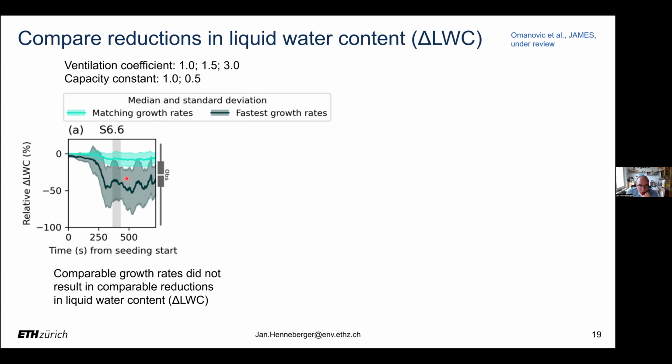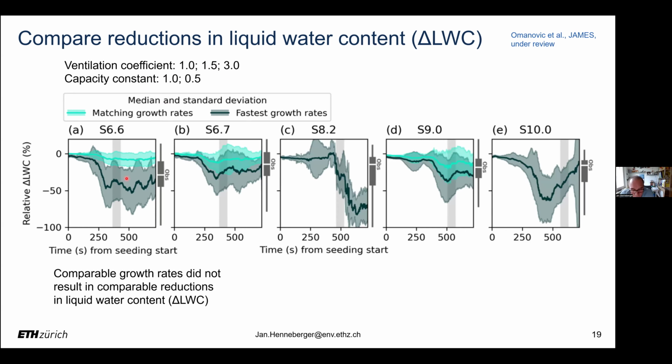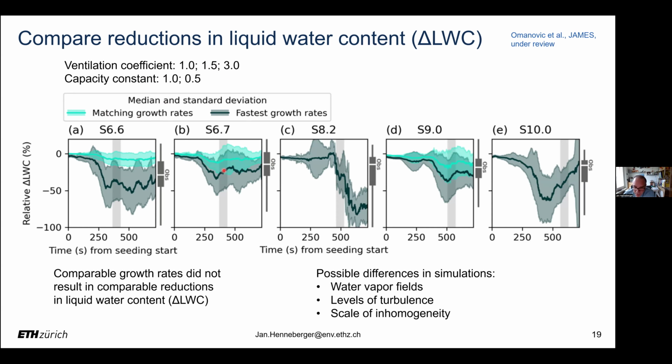The conclusion, which is not as clear in the other 4 experiments, is that the observation is often between the matching growth rate and the fastest growth rate. And we think there must be some difference in the water vapor field, that in reality you have stronger turbulence and larger scales of inhomogeneity, which a model, even at a high resolution of 65 meters, cannot catch. But it would be interesting to make more model studies with finer resolution.